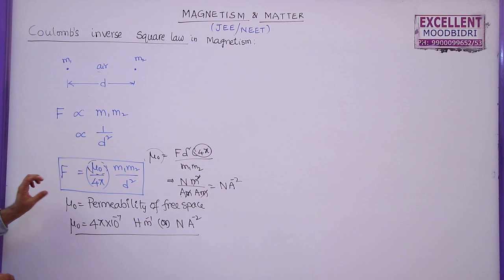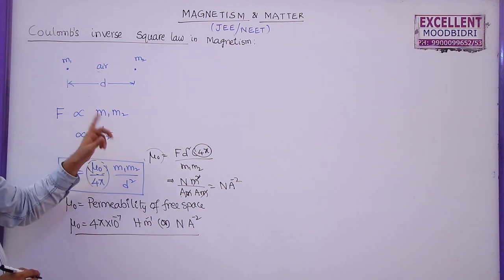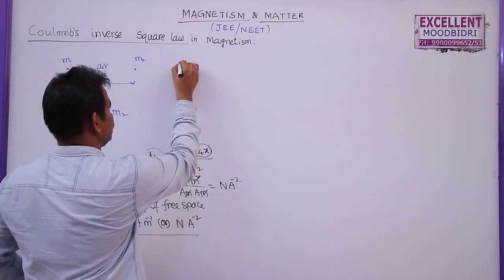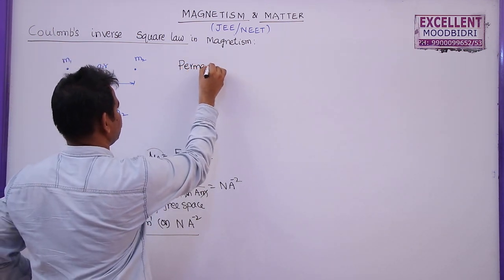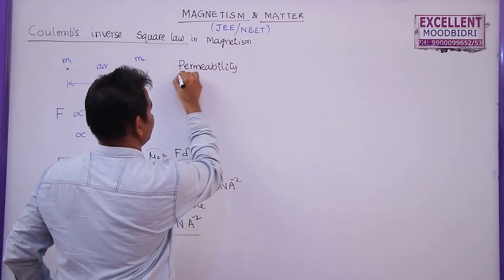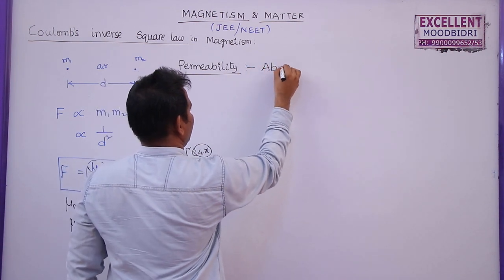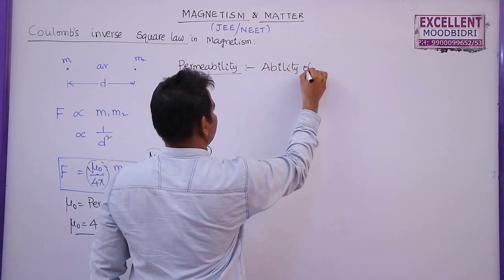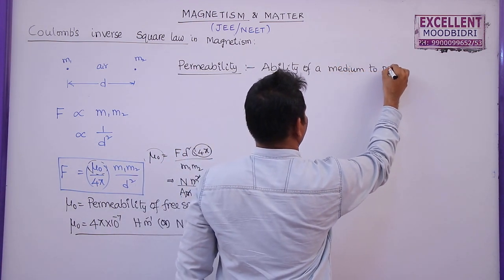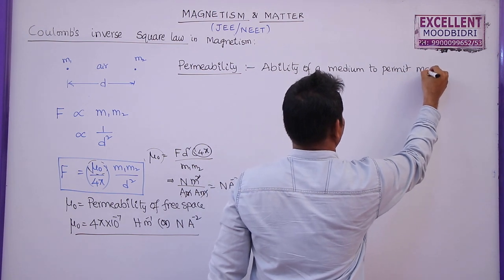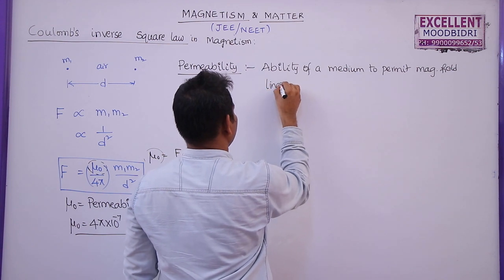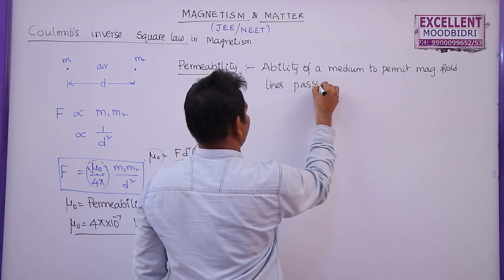So what is permeability? The ability of a medium to permit magnetic field lines to pass through it. So permeability is defined as the ability of a medium to permit magnetic field lines passing through it.